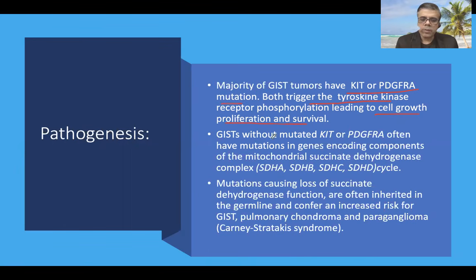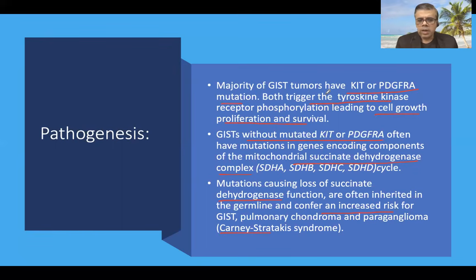GIST basically develops because of tyrosine kinase activity, increased tyrosine kinase phosphorylation. Now, a minor portion of GIST can be without KIT or PDGFRA, and they may have mutations in genes encoding the succinate dehydrogenase complex, part of the mitochondrial cycle. A mutation that causes the loss of succinate dehydrogenase function confers an increased risk of Carney syndrome. So remember, Carney syndrome we had studied in the last slide. Carney syndrome is associated with mutation of the succinate dehydrogenase coding gene. That is the thing that you need to remember.